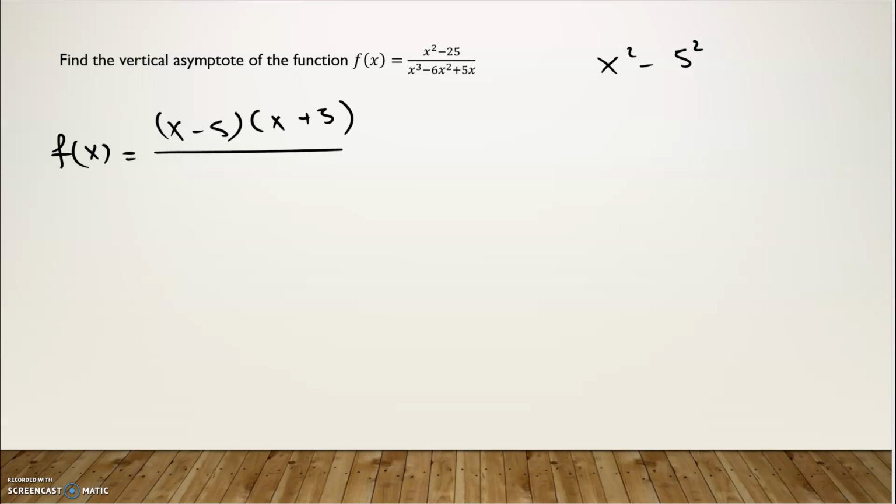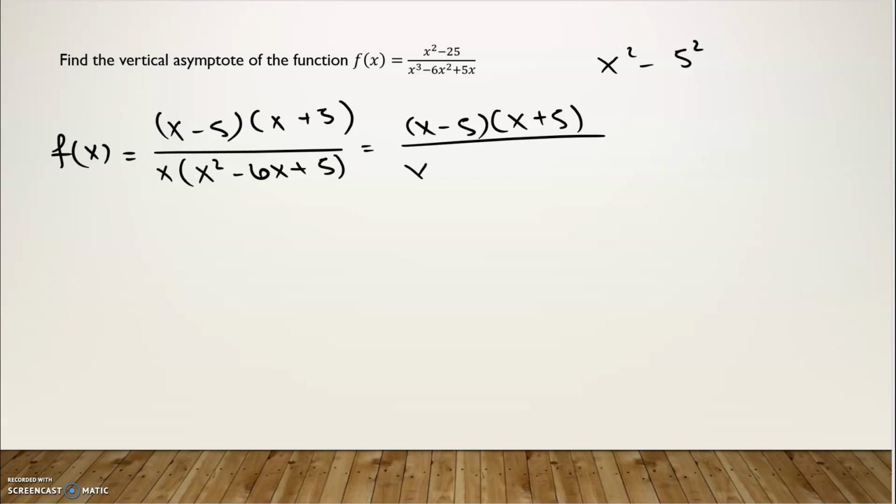And then it looks like I can factor out an x on the bottom, leaving x squared minus 6x plus 5. Now I'm going to try to factor that as well. It looks like I can use a 5 and a 1, both negative. Negative 5 times negative 1 gives positive 5, and negative 5 plus negative 1 gives negative 6, so that checks out.